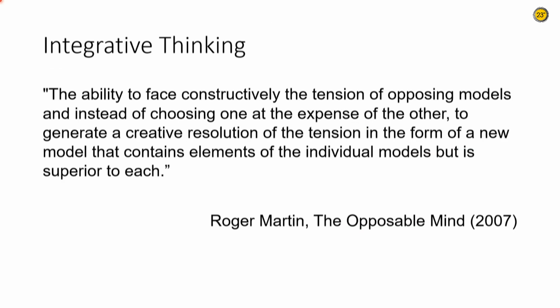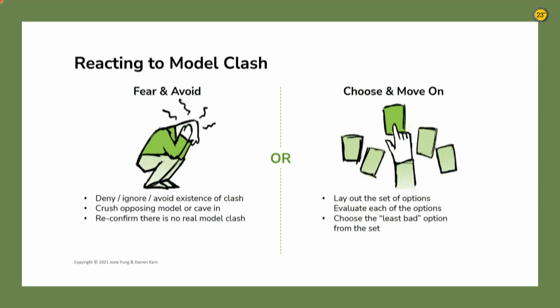So this is the quote from Roger Martin. He says, integrative thinking is the ability to face constructively the tension of opposing models, and instead of choosing one at the expense of the other, to create a creative resolution of the tension in the form of a new model that contains elements of the individual models, but is superior to each. Now that's a great and a lofty goal, but I know many of you are now thinking, well, yes, that's fine, but how do you do this realistically?